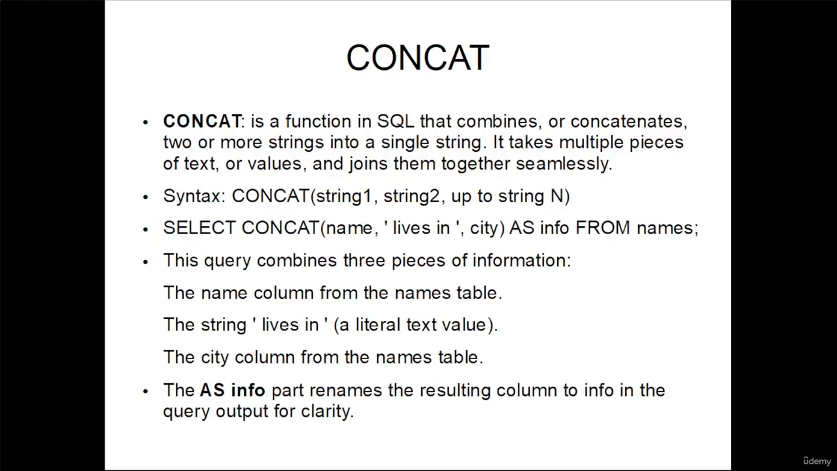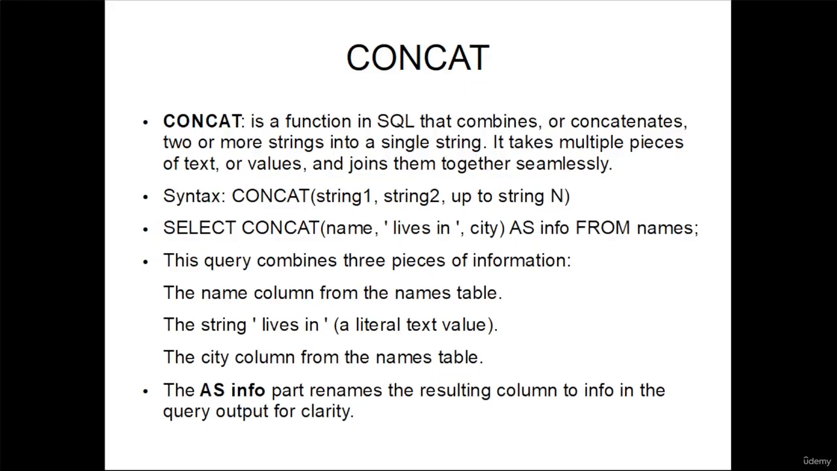The result is a new column in the output, named info due to the AS info clause, with values like Alice lives in New York. The AS keyword renames the output column for clarity. In this example, AS info names the concatenated result info. Without it, the column name would default to concat, or a system-generated name in some databases, which is less descriptive and could confuse users interpreting the output.